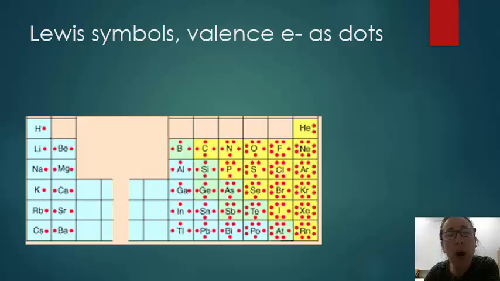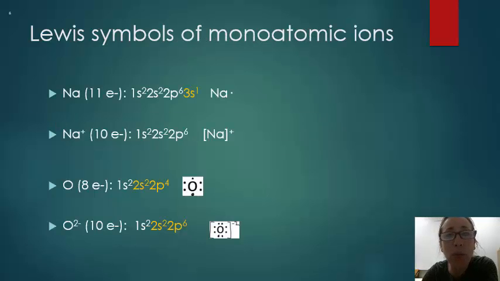Now, you'll also be required to draw the Lewis symbol for a monoatomic ion. And remember, a monoatomic ion is an atom that has either lost an electron, or 2 or 3, so it has a positive charge, or an atom that has gained electrons, 1 or 2 or 3, and so it has a negative charge. So let's look at the Lewis symbol for monoatomic ions. I have chosen sodium and sodium plus.